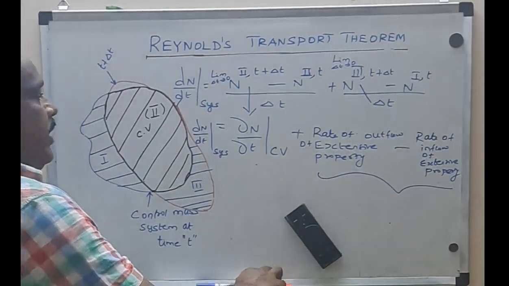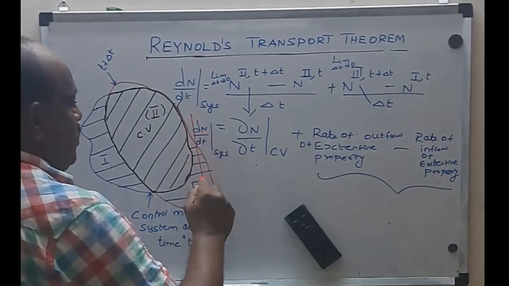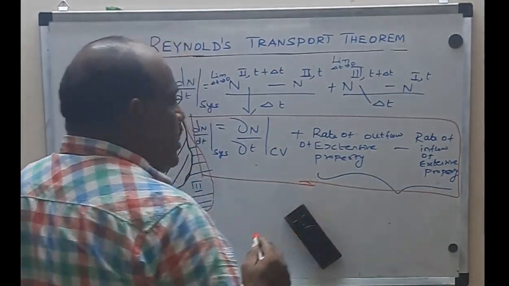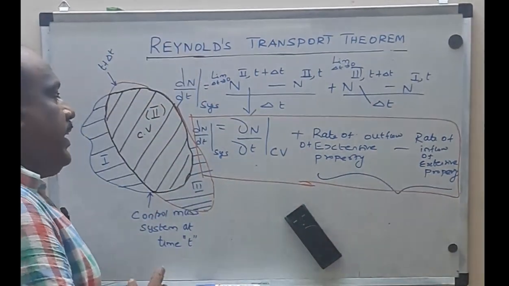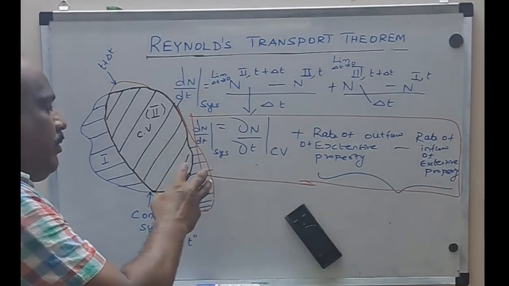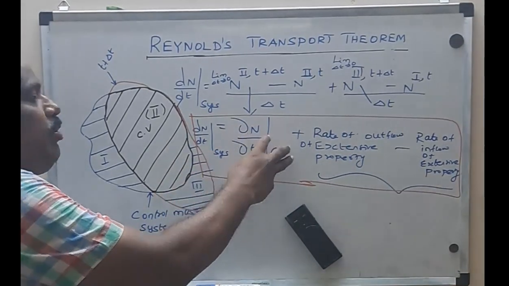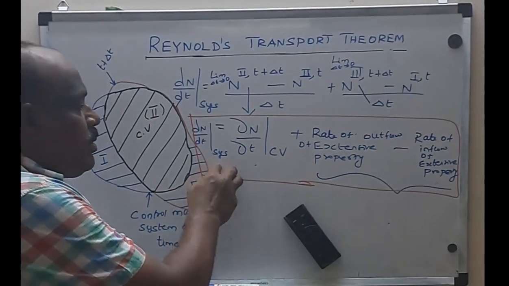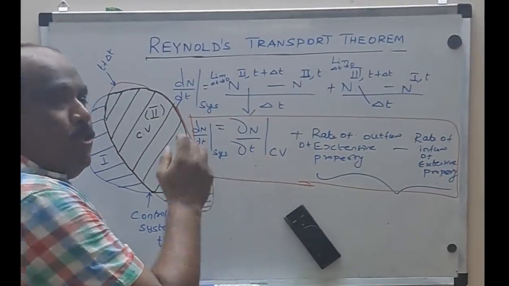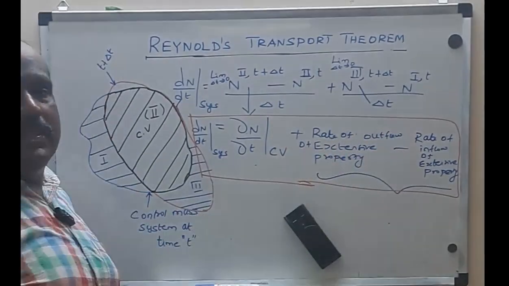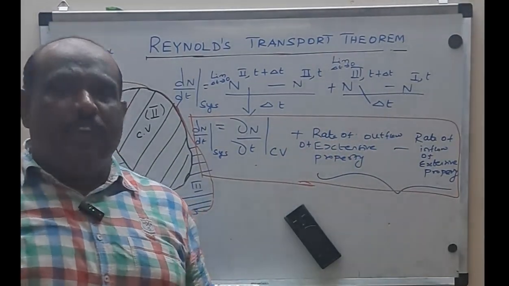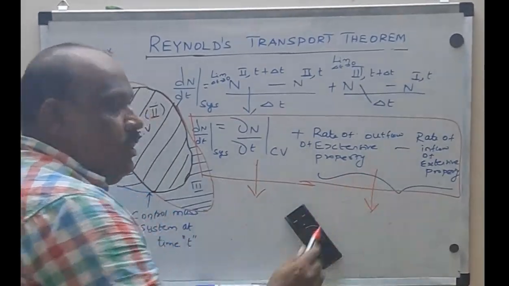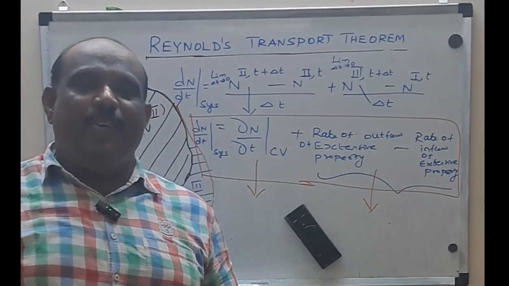Now this particular expression is nothing but my Reynolds Transport Theorem. Why is it called the Reynolds Transport Theorem? Because it connects the rate of change of an extensive property of the control mass system, or fixed mass, to that of the control volume approach, plus some mathematical terms. If I further expand these terms, our derivation will come to an end.